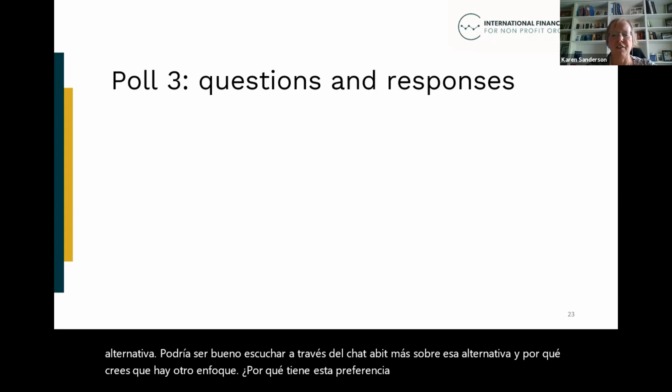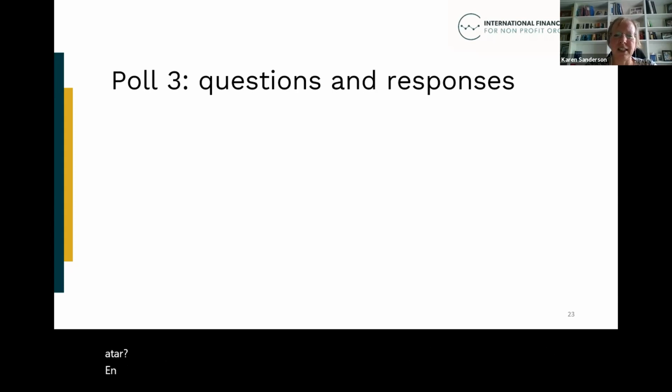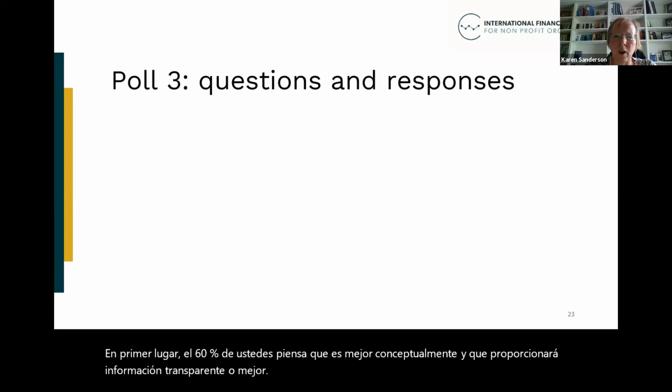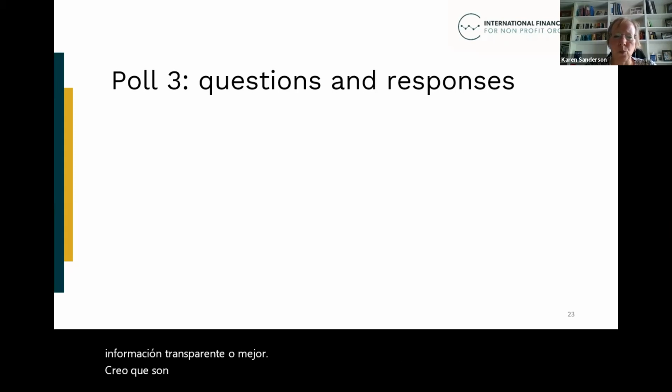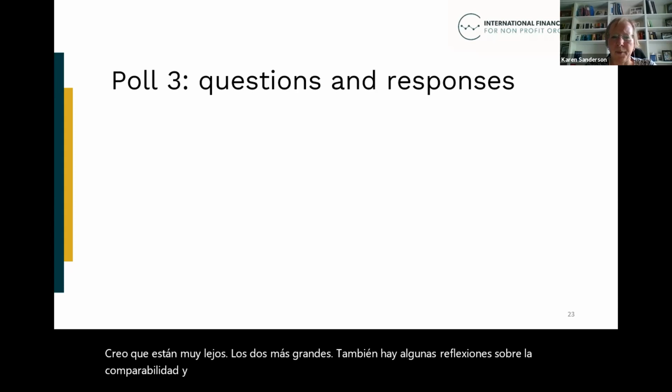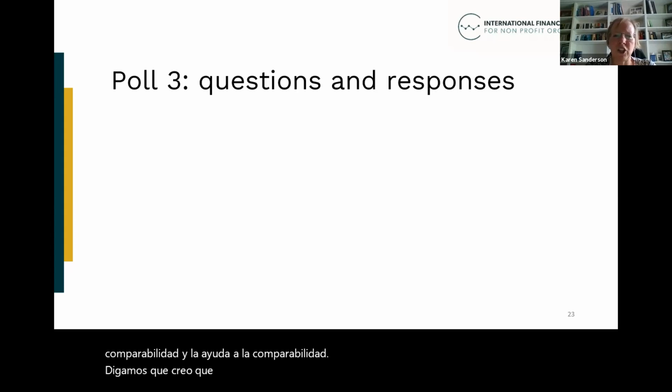Tying in joint first place, 60% of you think that that is better conceptually and that it will provide transparent or better information. I think they are by quite a long way the two biggest ones there. Also, some thoughts about comparability and aiding comparability. I think that's the conceptual basis, and the information seem to be by far and away the lead.